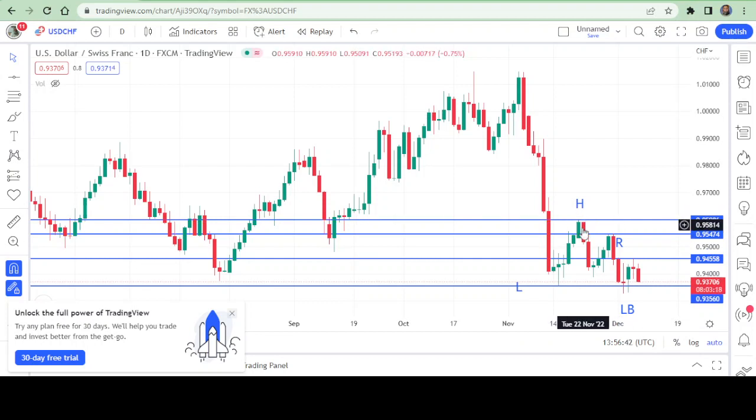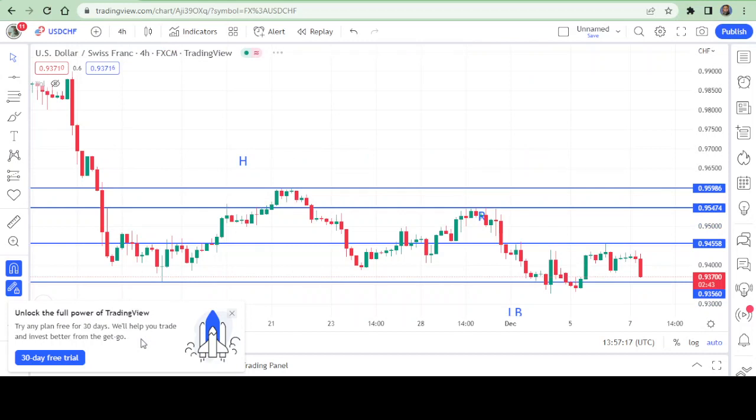After this high, this pair came downward and made a resistance here. After this resistance formation, it came downward and broke this low. After breaking this low, it went above to retest this level. This is not a daily time frame level, because the daily time frame level was upward, but it is coming down from the 4-hour level.